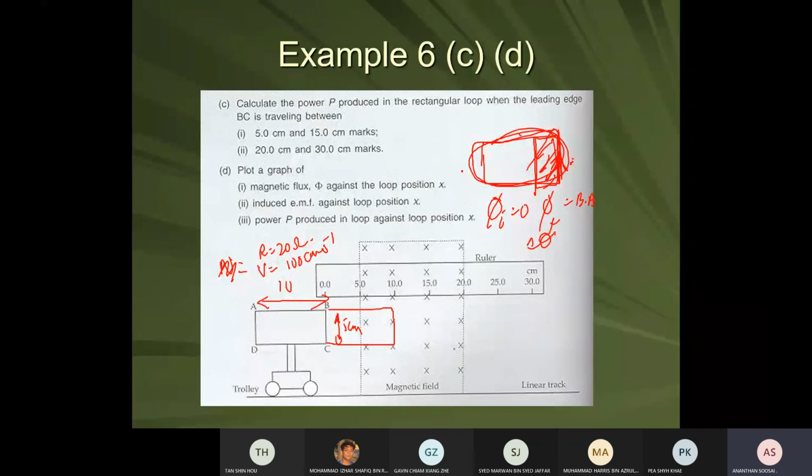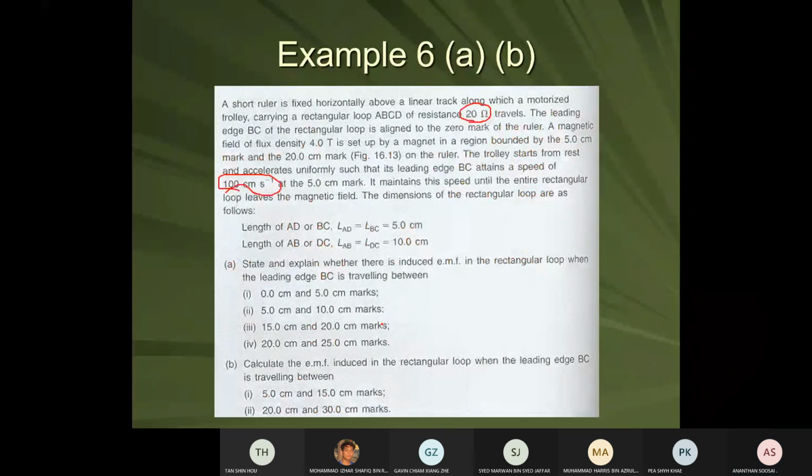Flux is changing, although partially, but it affects the coil. So flux is changing. Okay, so answer 5 to 10 centimeter: will there be an EMF? Yes. Why? Because the coil experiences changes in flux. The flux is increasing, or flux is changing. So therefore, it will induce EMF according to what law? Faraday's law.